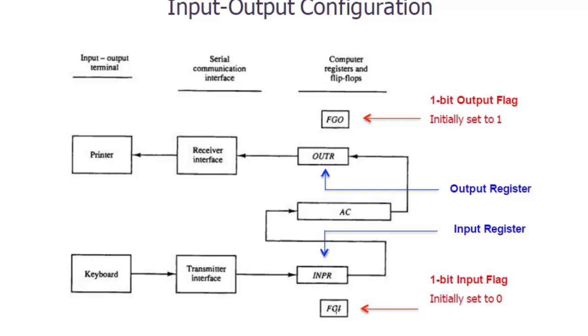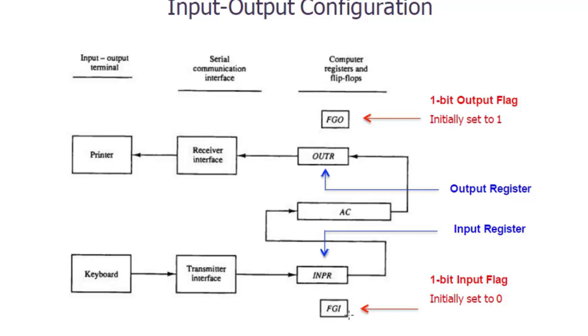Now here, on the extreme right side, there are flip-flops and registers. This is a flip-flop FGO, that means flag output. See in this diagram that the information from the keyboard goes to the transmitter interface, and after going to the transmitter interface, it transfers the information to the input register. Now here, there is a flip-flop FGI, flag input. FGI stands for flag input. So flag input is initially set to 0, but when it receives information from the transmitter interface, the flag input will be set to 1.